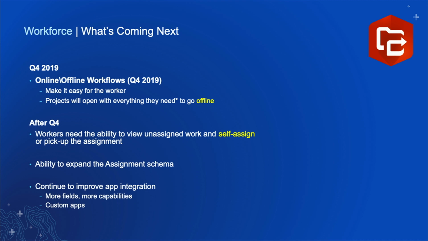The other item is the ability to expand the assignment schema. I talked about that we have a predefined schema for Workforce with a set number of fields. What we've heard is that works well for you, but there's generally like one or two more fields that you need, and that field is either specific to the dispatcher or the worker. Sometimes it's both, but it's something that you need to provide to them. We're looking at allowing you to expose those fields in both the web app and the mobile app. You can add those fields to the assignments feature layer today, but they will not appear in the web app and the mobile app. So we're looking at giving you an ability to allow those fields to appear for your dispatchers and workers.